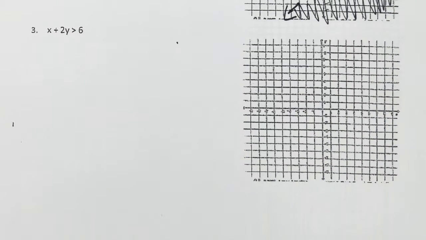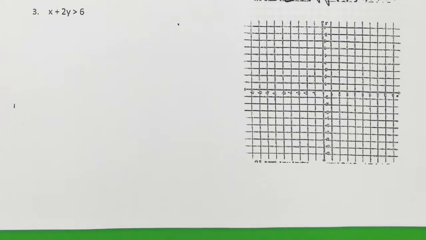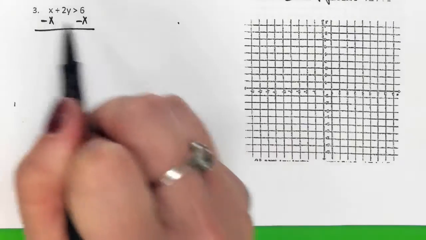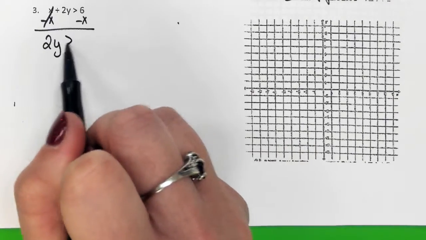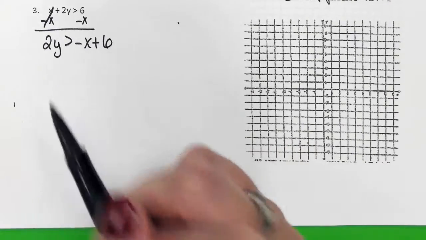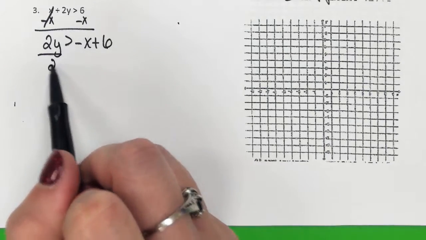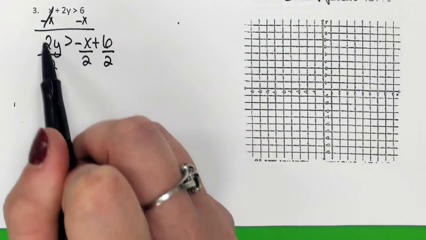What form is that in? It's in standard form, right? We got to get it in slope-intercept form. So to get y by itself, we're going to subtract x. So 2y is greater than negative x plus 6. Then we're going to divide by 2.